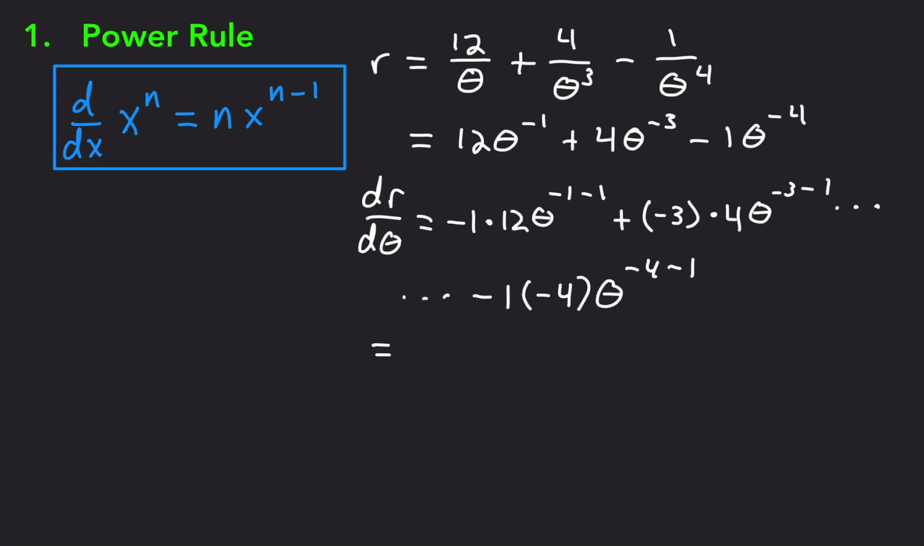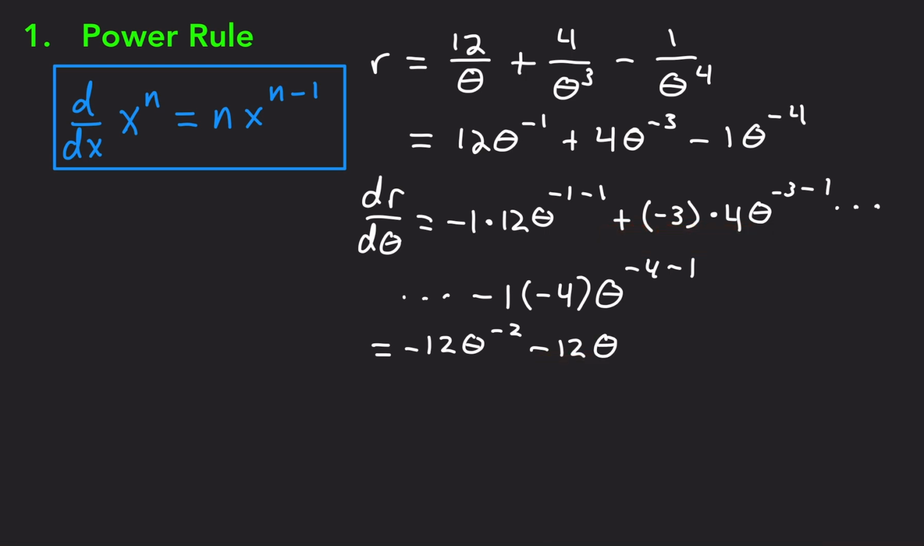So this is going to be equal to negative 12 theta to the negative 2 minus 12. See, we are on our second term now. So we're adding this negative 3. So really that's the same thing as just subtracting a negative. And then we're multiplying by 4. So minus 3 times 4, negative 12.